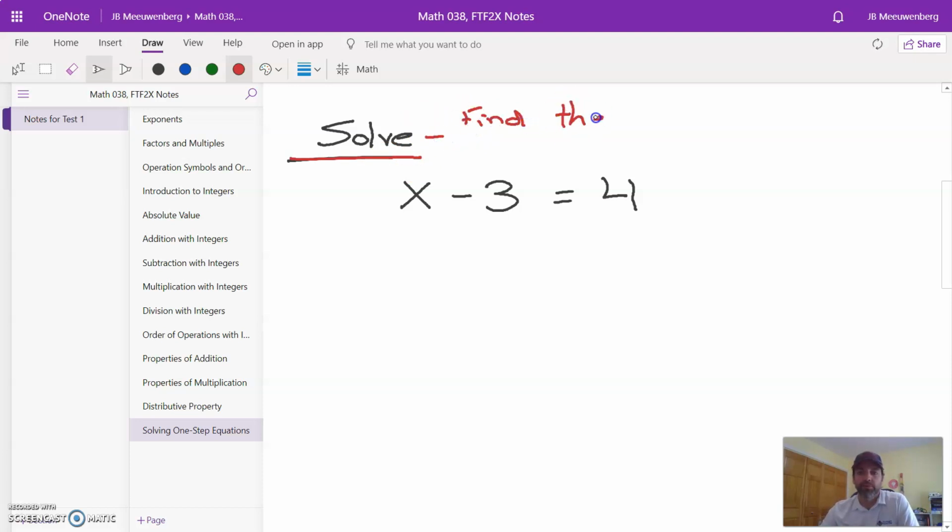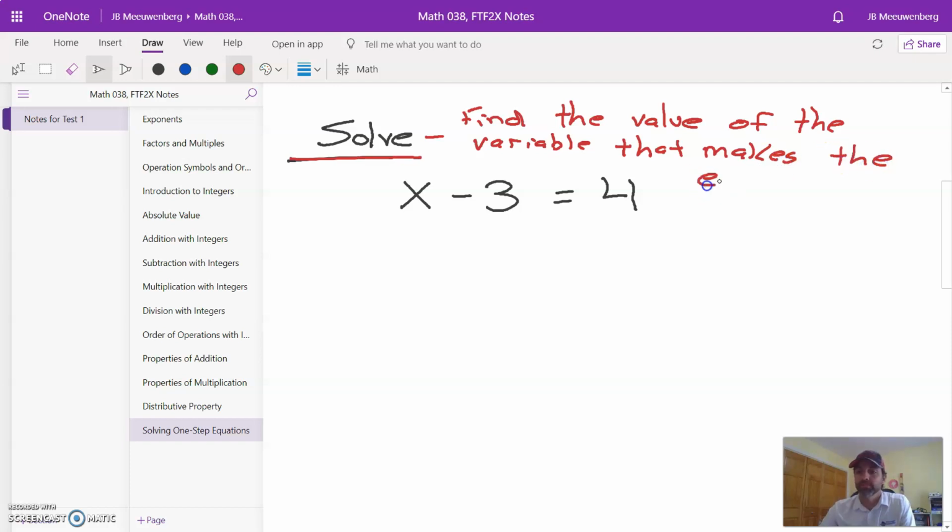Find the value of the variable that makes the equation true. We just talked about truth. We want to find the value of the variable that makes that specific equation true.